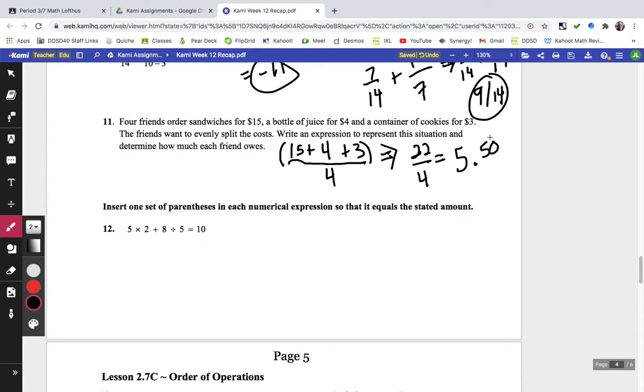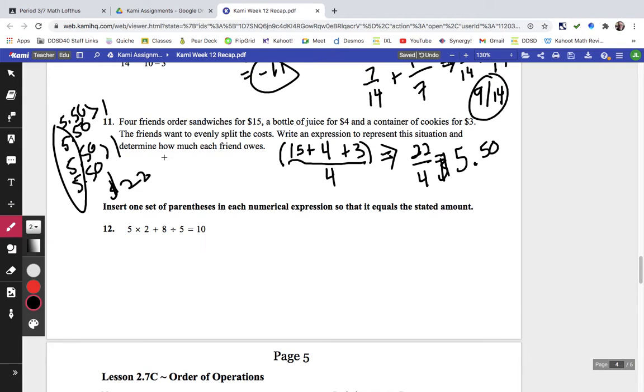So I think they each had to pay $5.50. So let's just double check that. If they each paid $5.50, let's just put all their money here, $5.50, $5.50, $5.50. So we've got $20 right there, $1 right there, another $1 right there, so that's $22. And 15 and 4 is 19, 19 and 3 is 22.